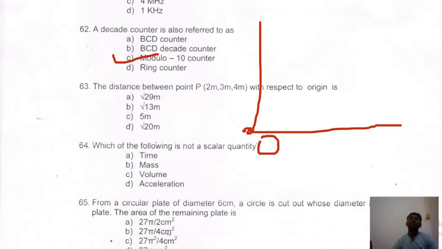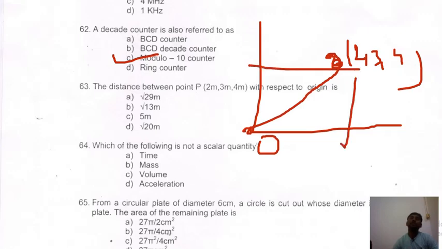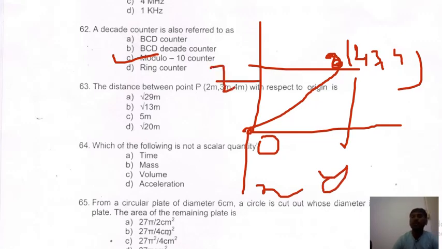The distance between point P, okay, I am giving here, origin is here. So the distance between point P, P is some point where the 2, 3 and 4 coordinates are there. They are asking what is the distance between this point and the origin, on the x, y and z axes. Okay, origin here. So what will be the distance between point P and this origin? This is an engineering mathematics question. I already discussed in the syllabus topics what they are going to ask. For each and every topic I am telling where the question is coming from.